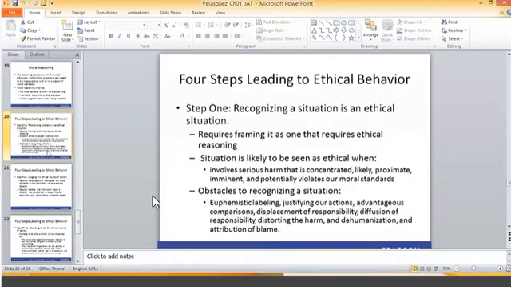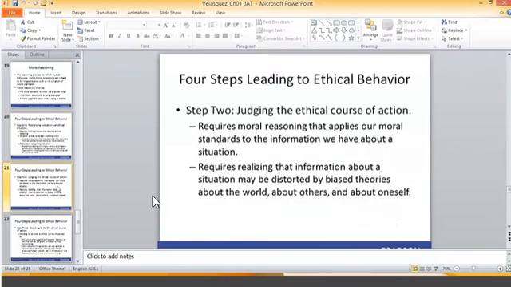That's why the book is very important. Like the example of the cup, which is actually in the book. So that is the first step. Step two is judging the ethical cost of action. You try to come up with a judgment on the situation. Again, it requires moral reasoning, coming back to the moral reasoning we discussed just now. It requires reasoning and information about the situation. So step two is where you start to judge the situation.